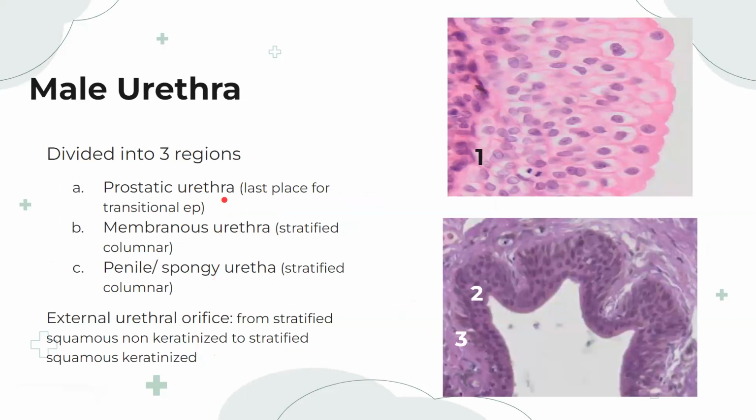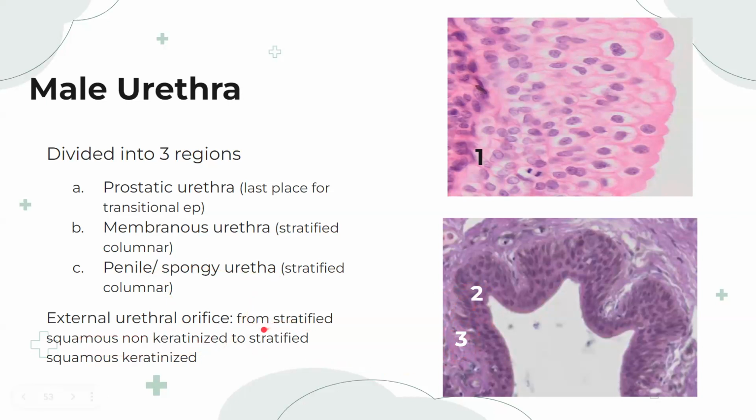Okay, so the male urethra is divided into 3 portions. We have the prostatic urethra. This is the last place in the entire urinary system where you're going to see transitional epithelium. Right here, this is 1. Membranous urethra, which is stratified columnar, right here. And then the penile or spongy urethra, which is right here. Both of these are stratified columnar. Once the penile urethra ends, the external urethral orifice begins.